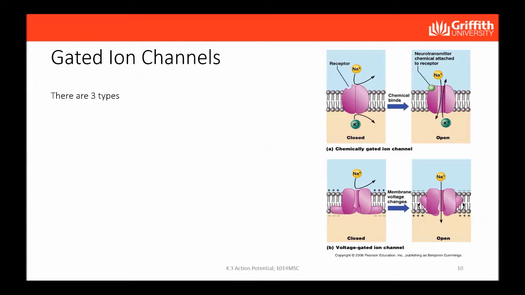There are three types of gated ion channels. Mechanically gated channels open in response to physical deformation of the receptor, such as in sensory receptors for touch and pressure. The chemically gated channels, also called ligand-gated channels, open when certain molecules, neurotransmitters for example, bind to the channels. Finally, voltage-gated channels open and close in response to changes in the membrane potential.